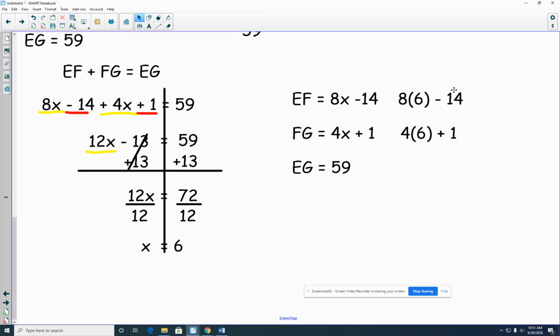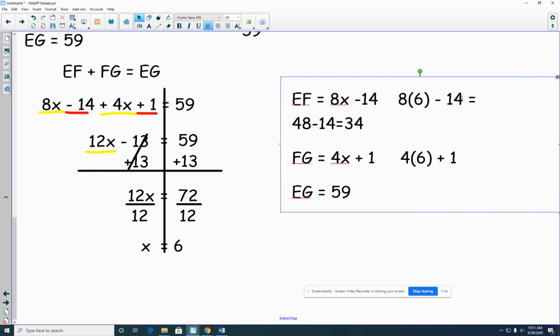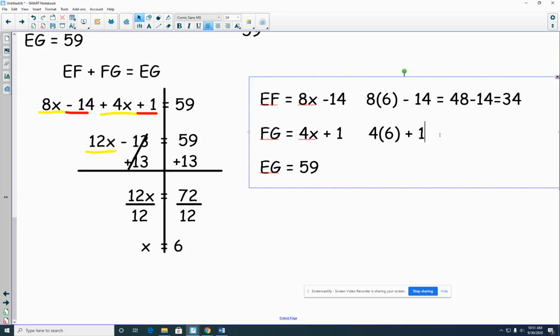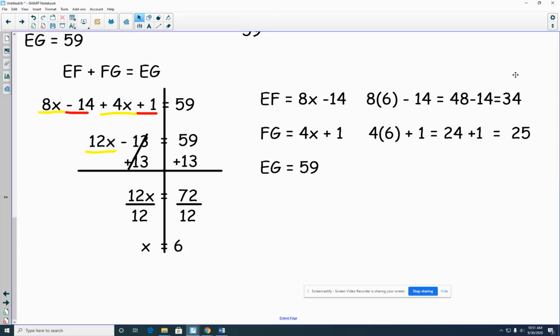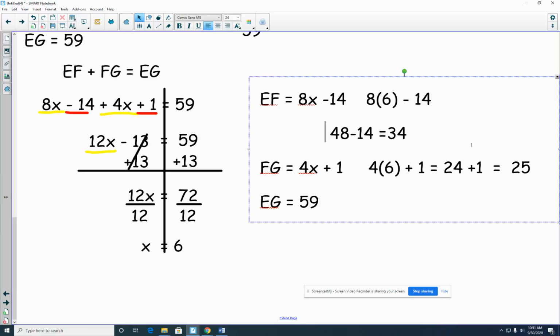So 8 times 6 minus 14 equals 48 minus 14, which is 34. And then for FG, I have 4 times 6, which is 24. 24 plus 1 is 25. Right? Maybe a little confusing. So you know what? Let me just do this. I think it might be easier to look at it like this.